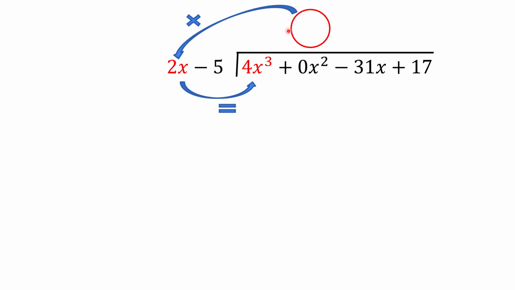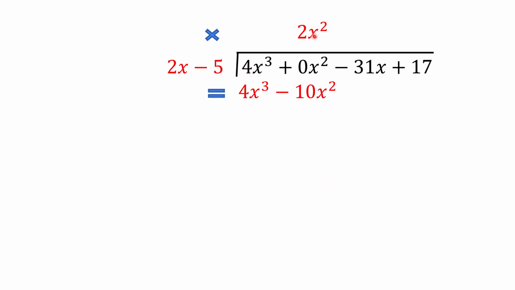How many times does 2x go into 4x to the third? That's the question. But we also can say, what do we multiply 2x with so that we get 4x^3? And the answer is 2x to the second, because 2x to the second times 2x gives us 4x to the third. Now that we put 2x to the 2 at the top, we have to multiply that with 2x minus 5. And when we do that, we get 4x to the third minus 10x squared.